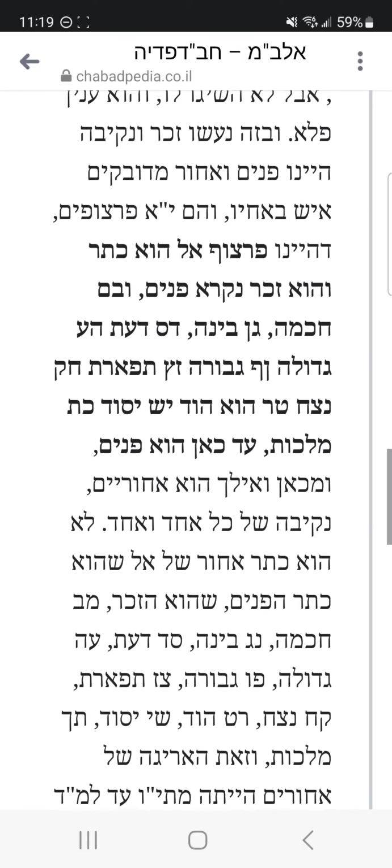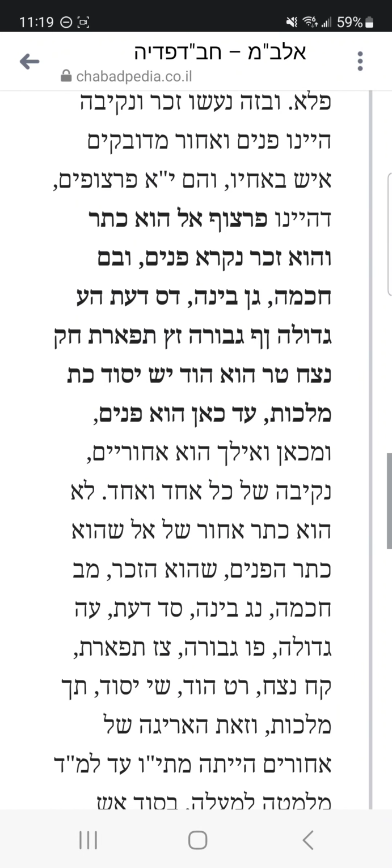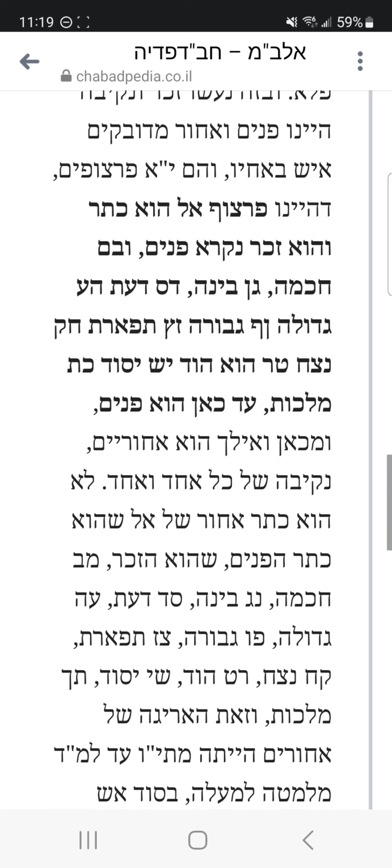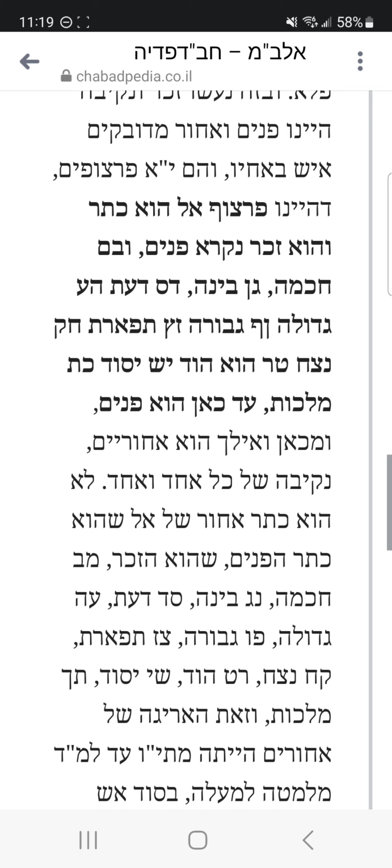Dehainu partzuf. This is the face of El, hu keter. El is crown. For hu zachar nikra panim, and when it's male, it's called face. Uvam chachma. Beis mem is chachma. Gimel nun is bina. Dalet samach is das. Hey ayin is gedula, which is also known as chesed.